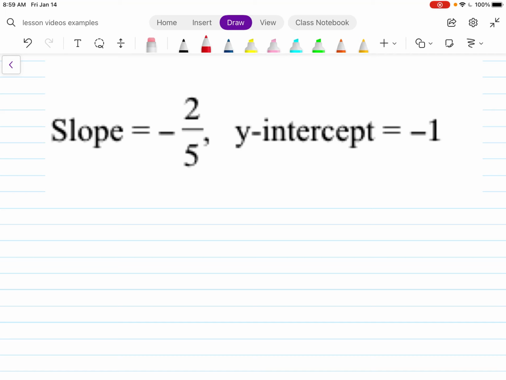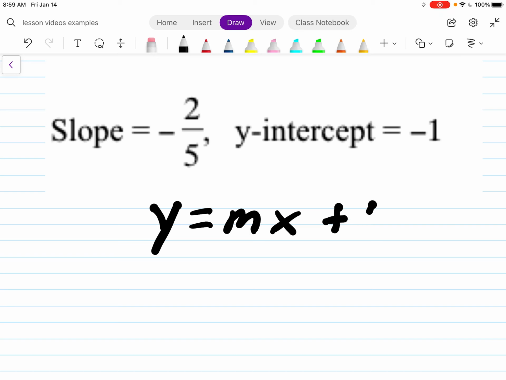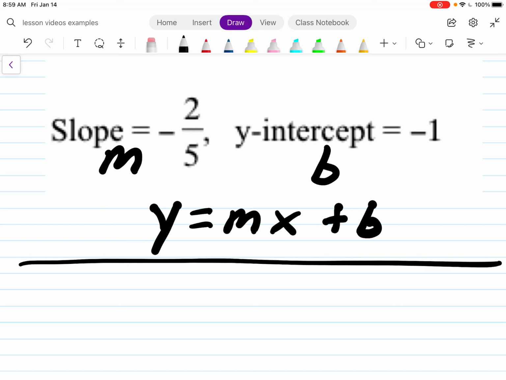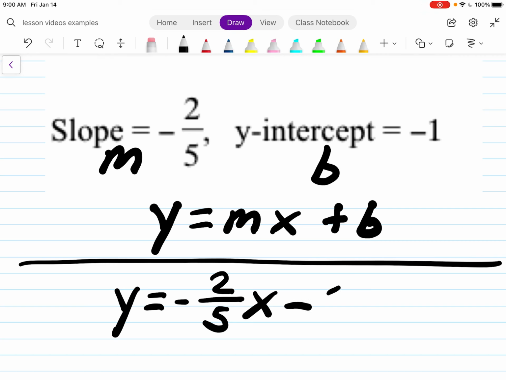Another example, now these are both negative. Y equals mx plus b. Yes, I'm repeating myself, but again, that's a good way just to hammer home the point that we're trying to make of what the slope-intercept form looks like. Again, our slope is -2 over 5, so we'll put y equals -2 over 5x. The y-intercept is -1, so instead of plus -1, we'll just put -1. So the slope-intercept form, when the slope is -2 over 5 and the y-intercept is -1, is y equals -2 over 5x minus 1.